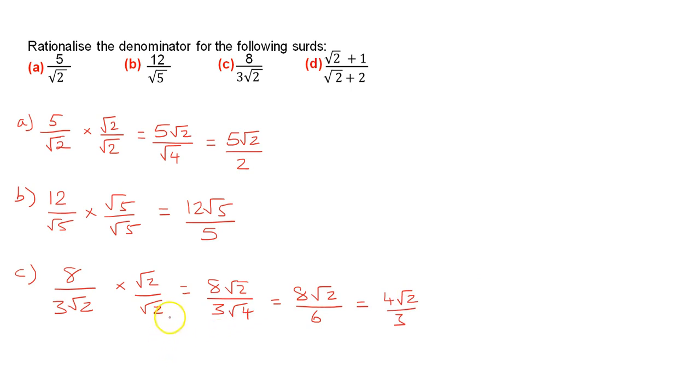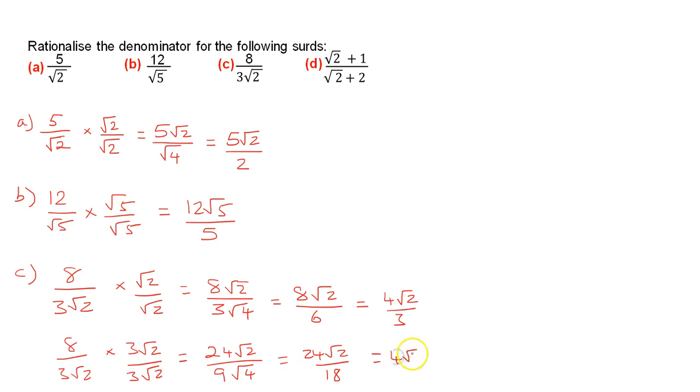Just to show you, the same thing would have happened if we did times 3 root 2, so I'll do that just below. If we multiply the top by 3 root 2 and the bottom by 3 root 2, we would get on the top 24 root 2, on the bottom we would get 9 root 4, which would give us 24 root 2 over, so root 4 is 2, 2 9s are 18, and then if we divide top and bottom by 6, we would get 4 root 2 over 3, so we would get the same answer. It's just one way is a little bit simpler perhaps, but you can get the same either way.